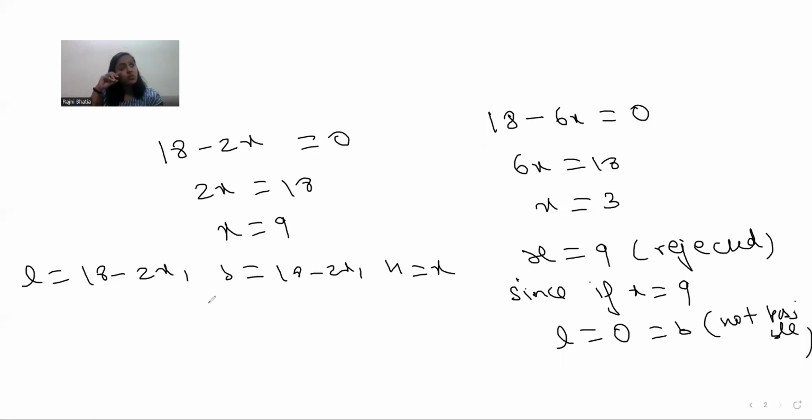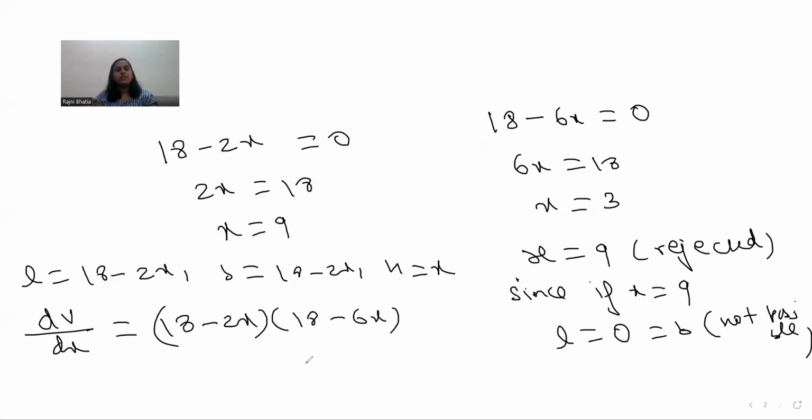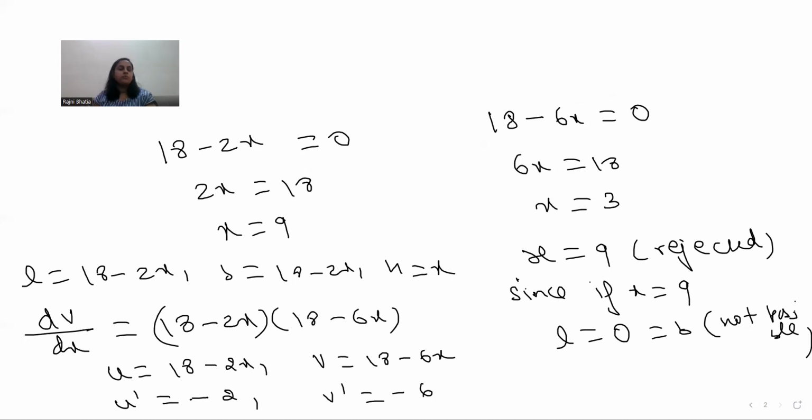And for x equal to 3, we are going to check whether that is giving me the maximum volume or not. So for that, I need to apply the second derivative test. My dv by dx was 18 minus 2x and 18 minus 6x. Now again, I'm going to differentiate it by using the product rule to find out the second order derivative. So in this case, my u is 18 minus 2x. My v is 18 minus 6x. So u dash will be minus 2. V dash will be minus 6.